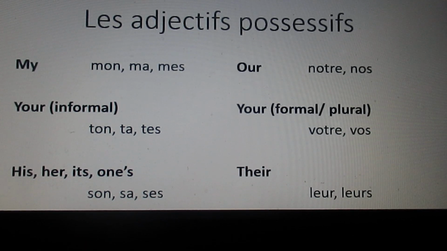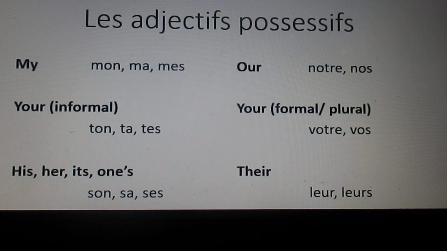Bonjour! Dans cette vidéo, on va parler des adjectifs possessifs. So we're talking about possessive adjectives. Let's look at what they are.